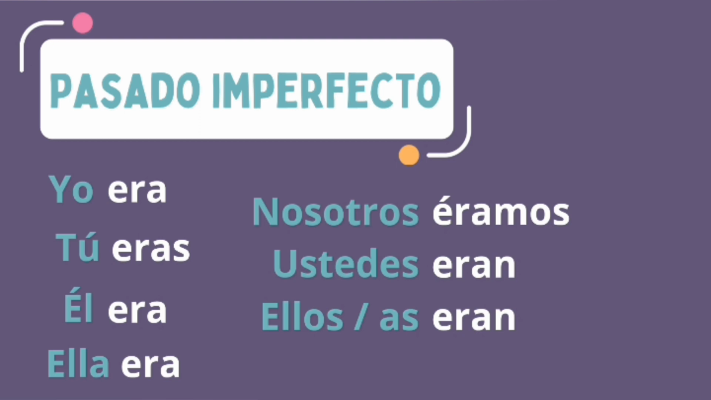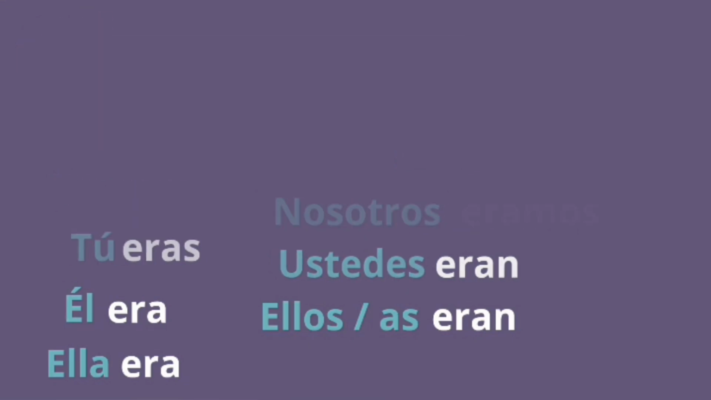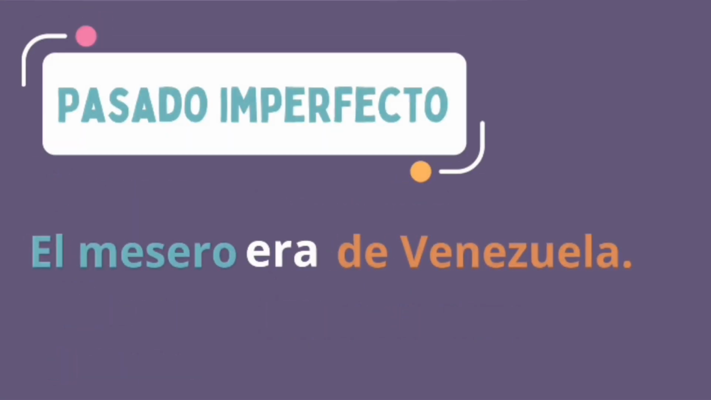Now let's see how you have to conjugate this verb, ser, in the imperfect past, okay? Yo era, tú eras, él era, ella era, nosotros éramos, ustedes eran, ellos or ellas eran. Okay, so this would be the conjugation of the verb to be in the form ser in Spanish, in the imperfect past. And let's see some sentences so you will understand when to use it, okay?